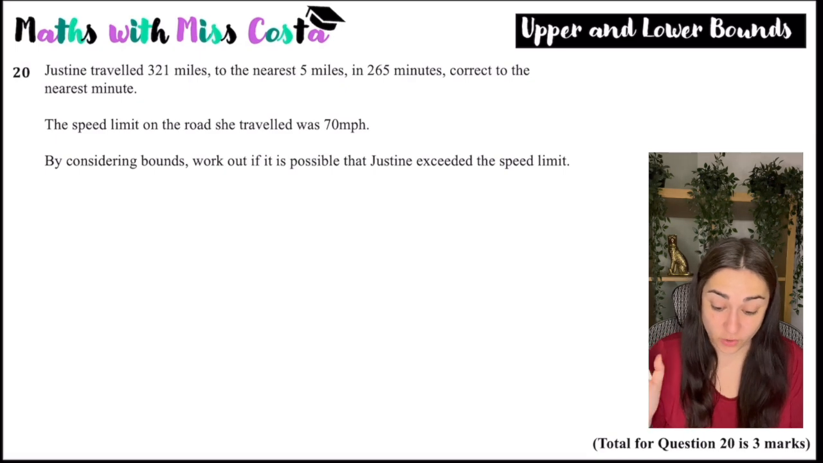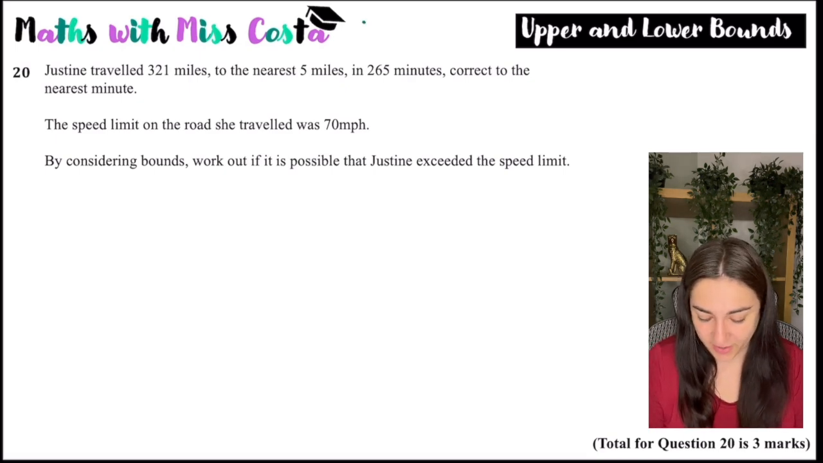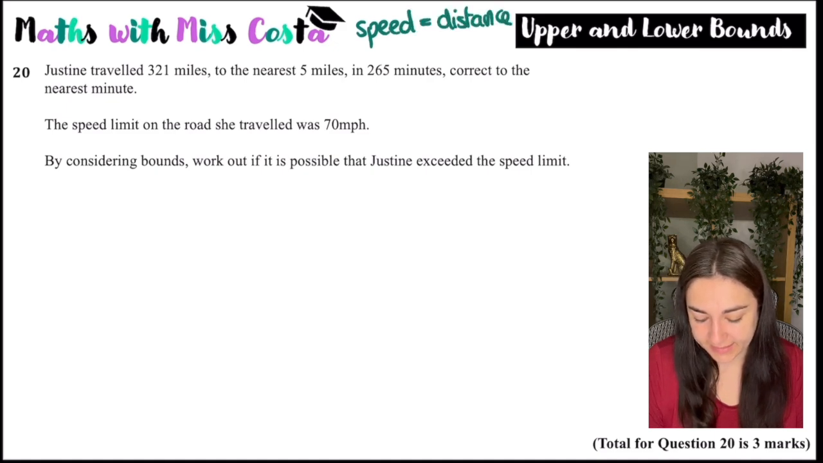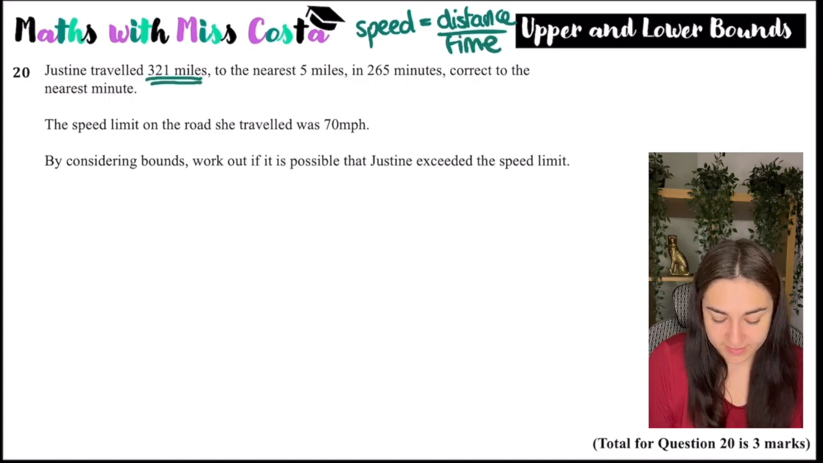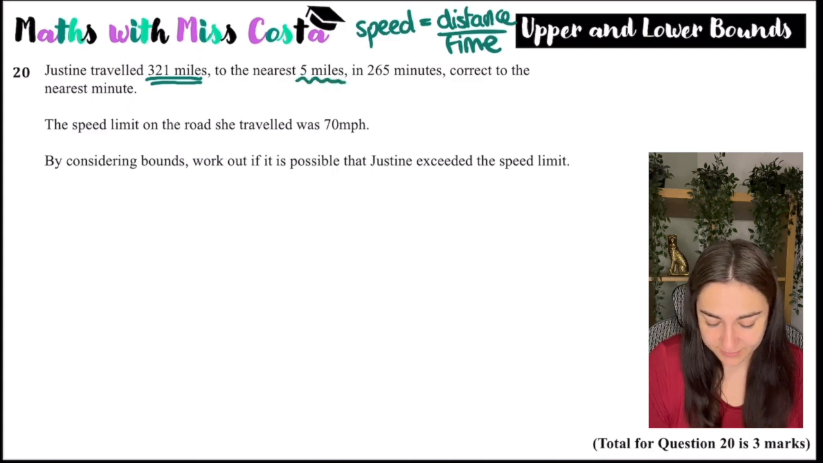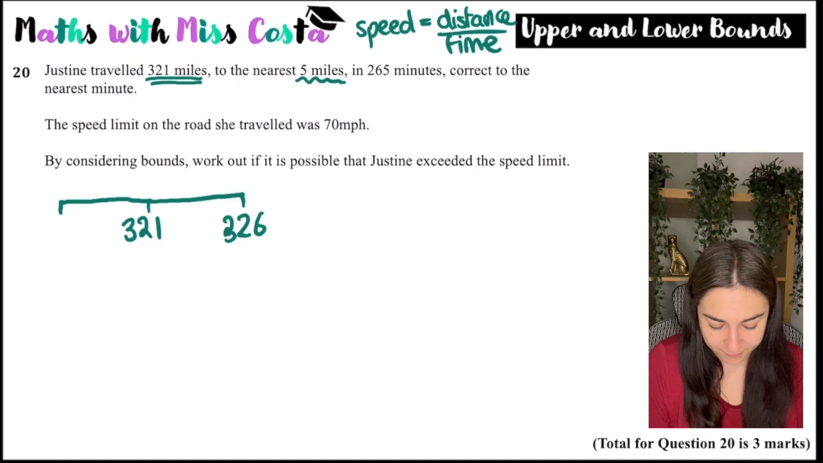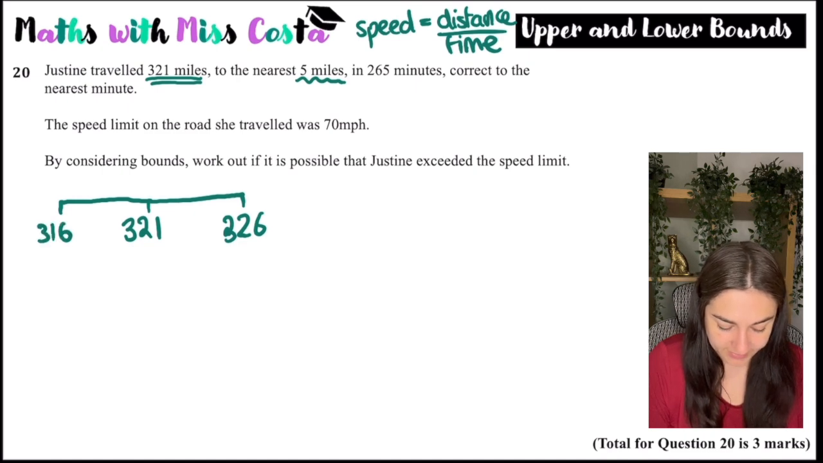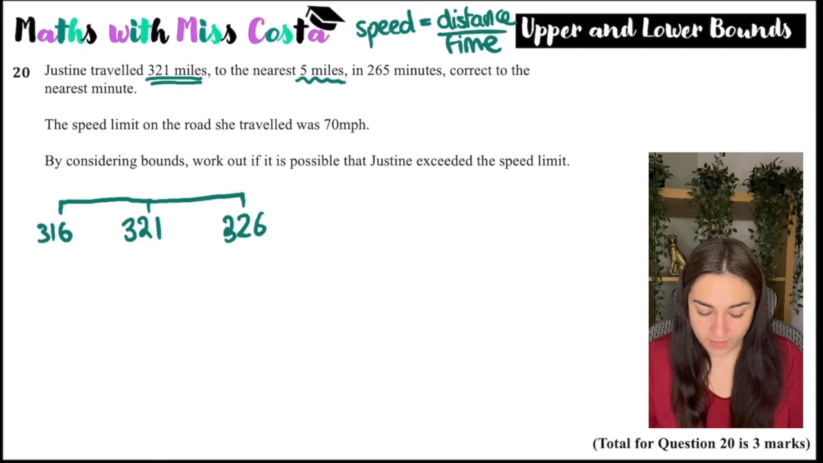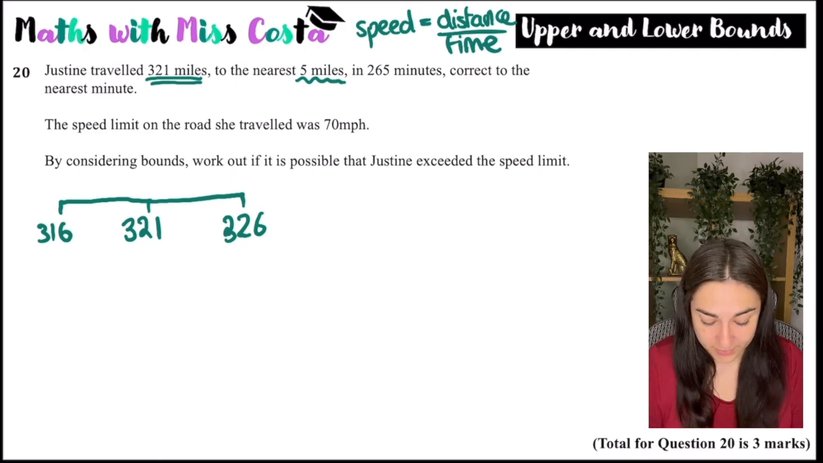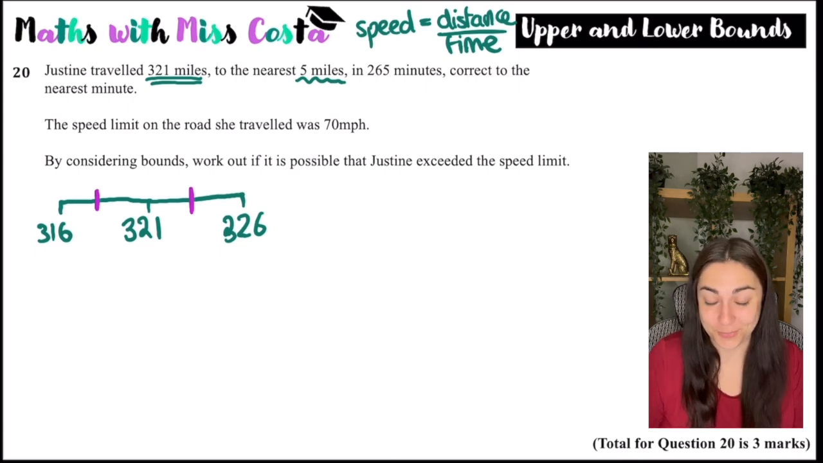Okay, so here we have got a bounds question with speed, distance and time. So it's helpful to just remember the formula, speed is distance over time. So I know that Justine travelled 321 miles, correct to the nearest 5 miles. Okay, so 321 miles, 5 miles above would be 326, 5 miles below would be 316. So when I'm thinking of the highest possible value and the lowest possible value, it's always halfway. So that would be half of 5, which is 2.5.